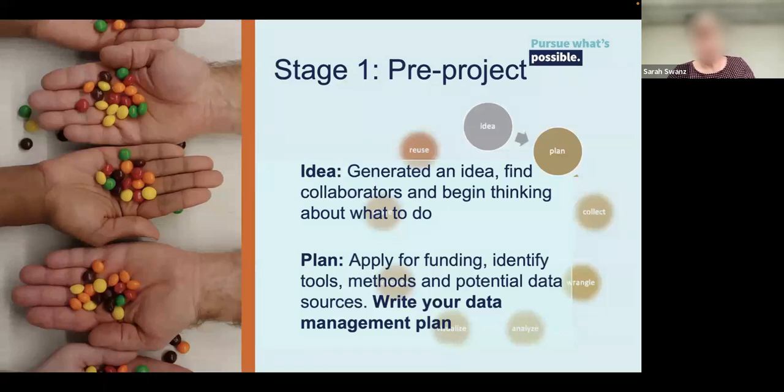So early on, in your pre-project phase, you're generating an idea, you're finding collaborators, you're thinking about what you want to do. Then you're planning out your project. You're applying for funding, identifying tools or methods you're going to use, and identifying potential data sources. This is the time you're going to be writing your data management plan. We'll talk about that a bit later.